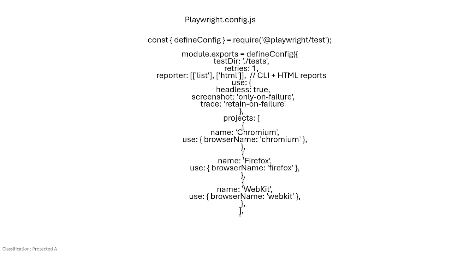How can we run tests in multiple browsers? First, we need to update the Playwright config JS file. Here is the update, like the project name. The name is Chromium, browser name Chromium. Here are Firefox and WebKit.